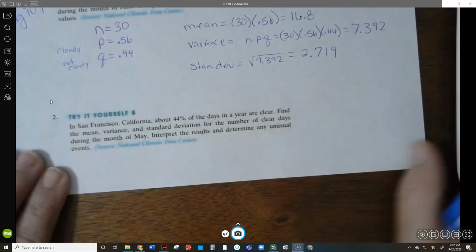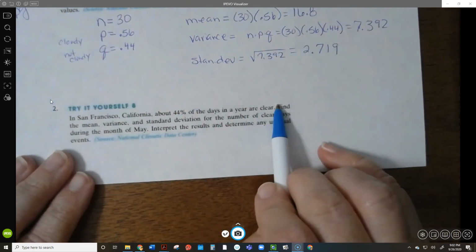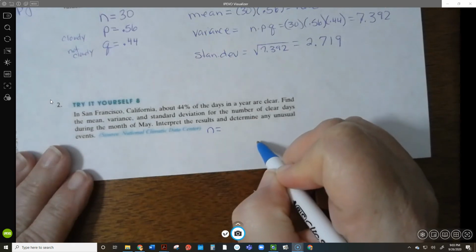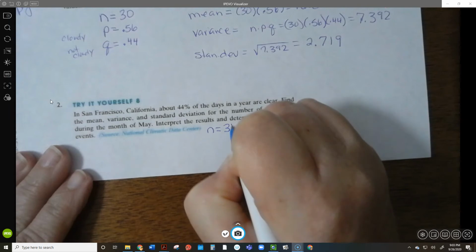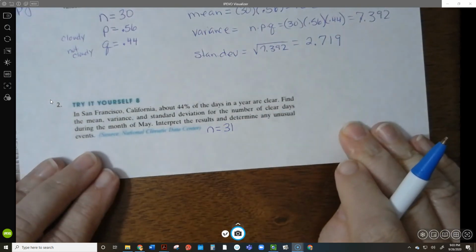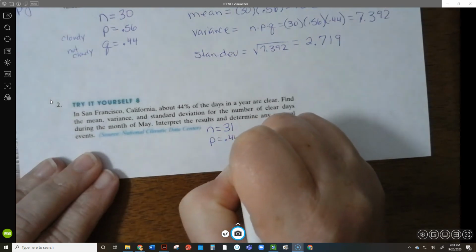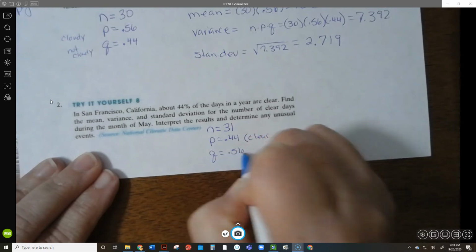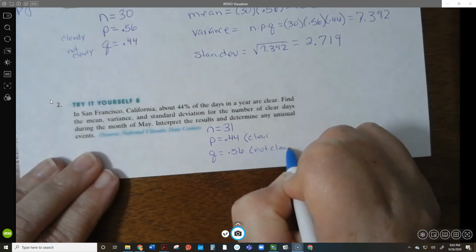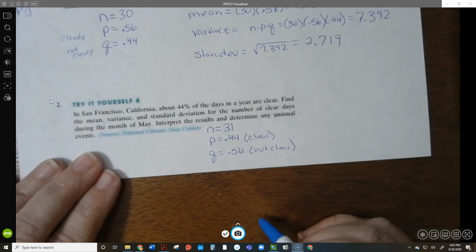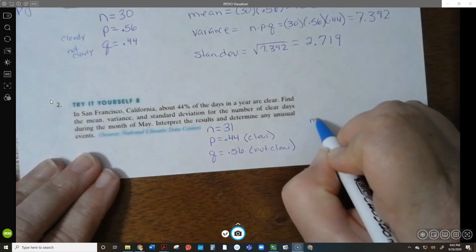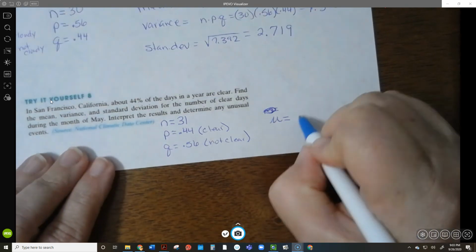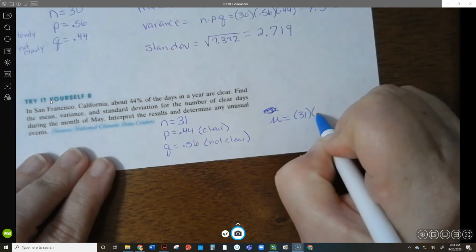Now, in this last problem right here, in San Francisco about 44% of the days are clear. So for the month of May, 30 days hath September, April, June, and November, that means May has 31. And the P is 0.44, and that is for clear days. And Q is 0.56. That's not clear, in case you're wondering. And then they want us to find the mean. Mu is 31 times 0.44.